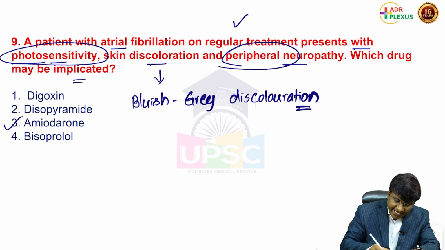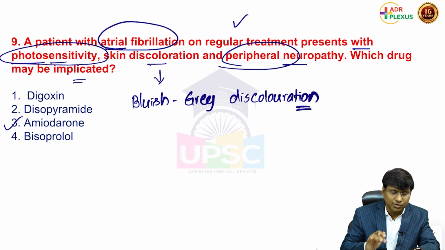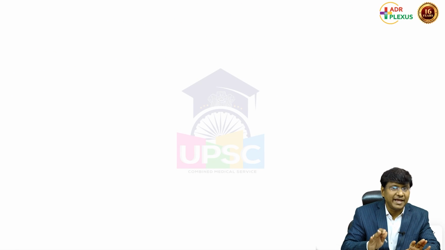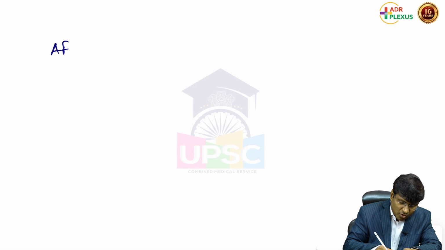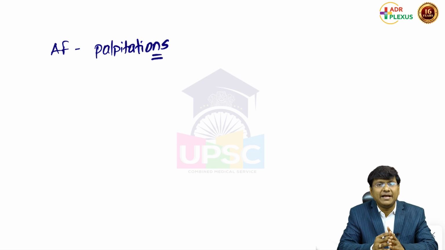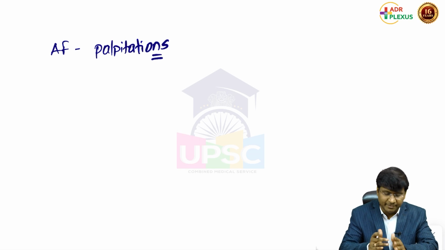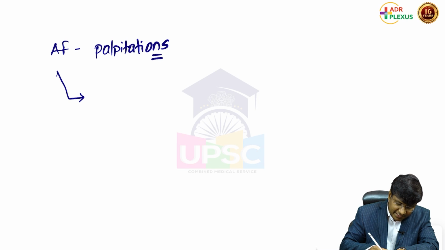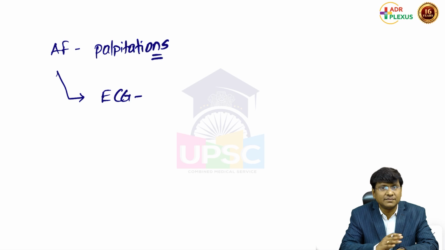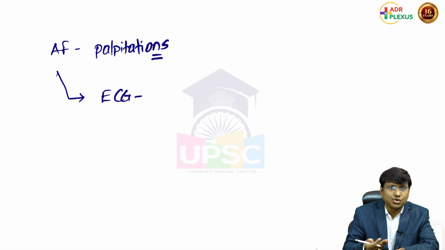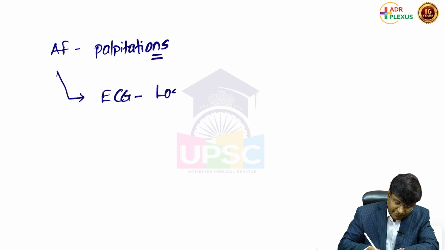Now, atrial fibrillation as such is a very, very important topic. In atrial fibrillation, the common clinical presentation is palpitations. How will you identify atrial fibrillation? You will identify it with the help of the ECG. What does the ECG show? It shows loss of the P wave, an absent P wave.